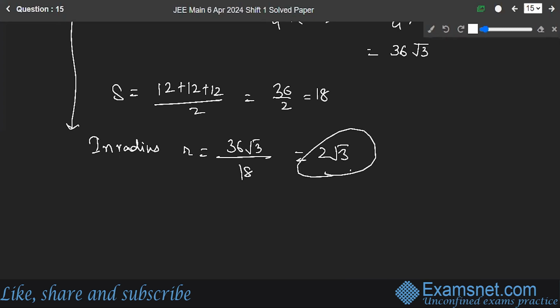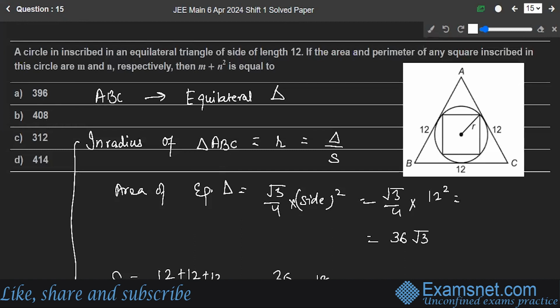I got the inradius, right? I got this value of R. This is equal to 2 root 3. What I need to find out, because in the question you are asked the area and perimeter of the square, so I'm interested in the side of the square. Let's say this is A. So this is also R, right?